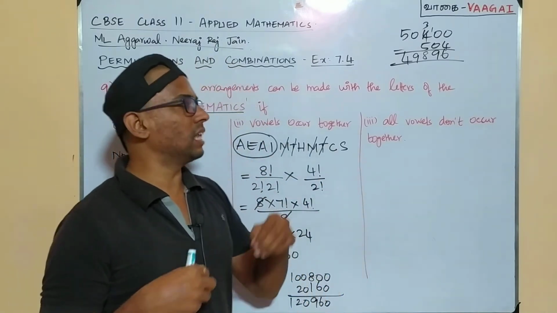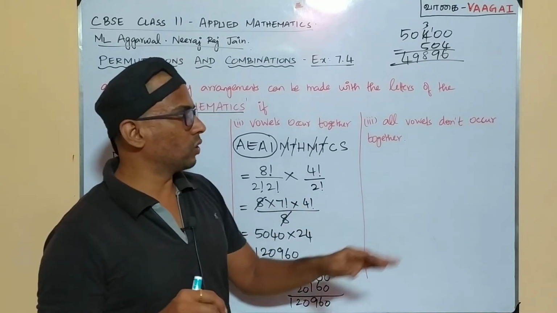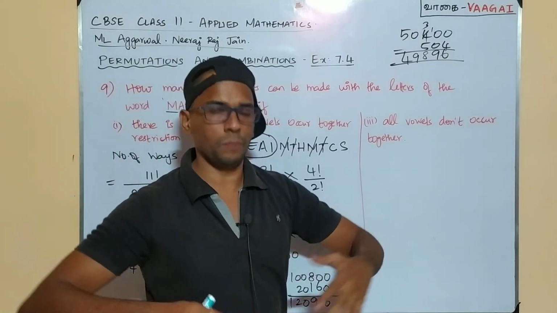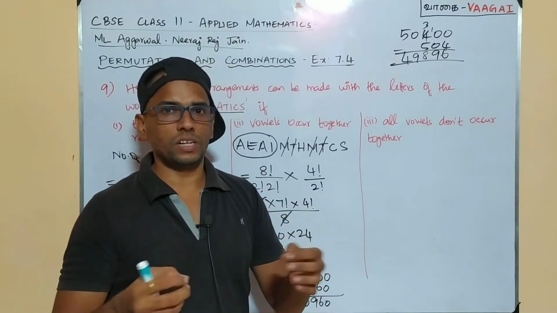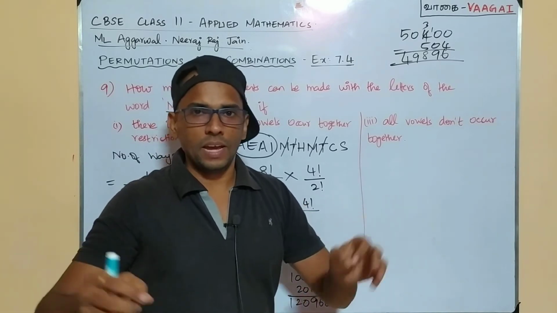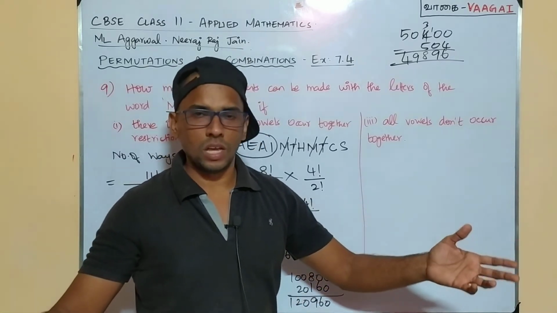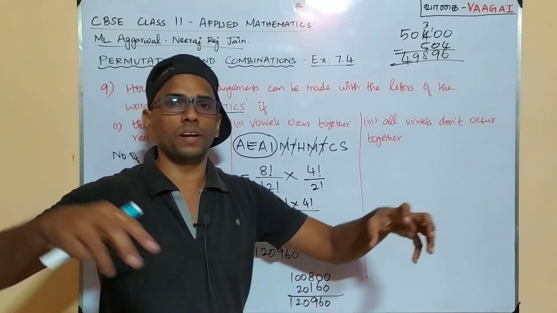So that is the thing they are coming to tell here. The meaning is, all vowels don't occur together. It is not necessary that the vowels should always be together. Okay, it can also be separated, in any possible way. The only thing is, they all should not be together. Except that, it can happen in any possible way.